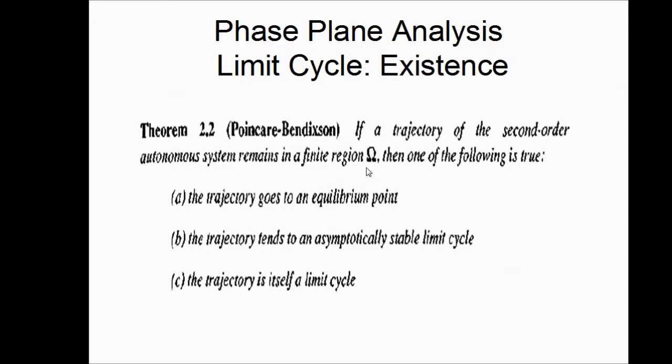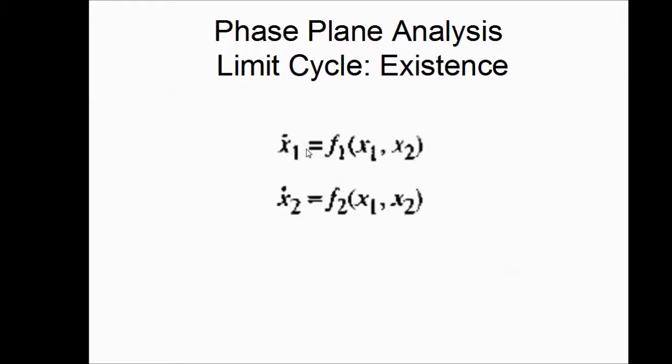There's a Poincaré-Bendixson theorem which says that if a trajectory of a second order autonomous system remains in a finite region, then it has to be one of these three cases only. The trajectory goes to an equilibrium point, or the trajectory tends to an asymptotically stable limit cycle, or the trajectory itself is a limit cycle. This is the Poincaré-Bendixson theorem.